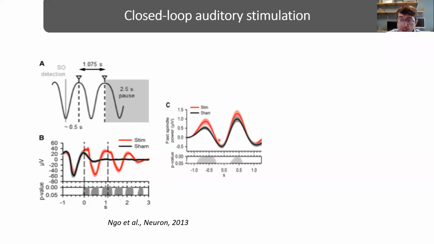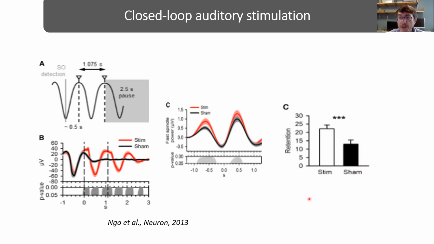What they also found with stimulation was an increase in this fast spindle power, this fast sigma band. They didn't detect these oscillations discretely, but they did see an increase in these frequency bands of interest. And they also found an increase in retention with stimulation. So that's very promising. Other groups have replicated these results.